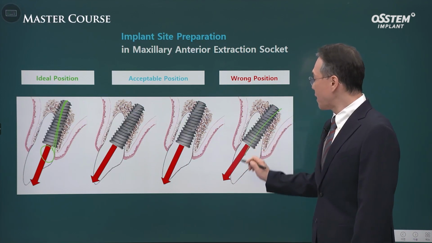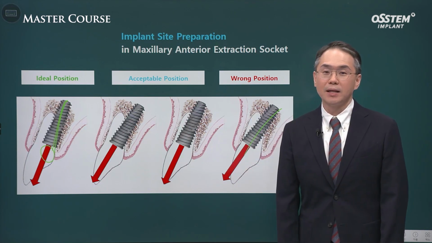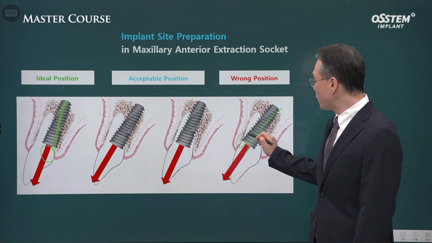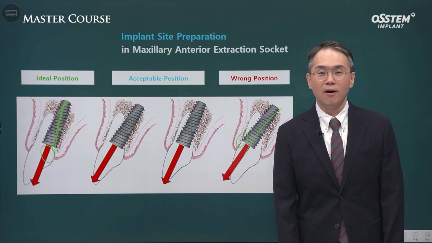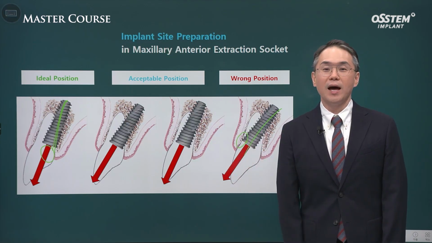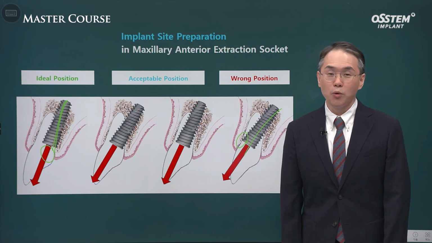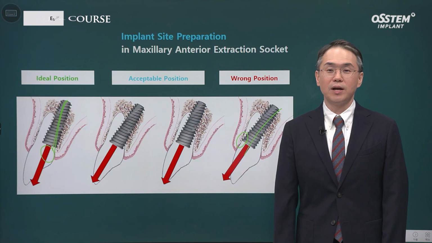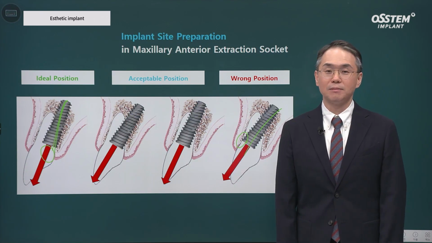If placed like this, it is prosthetically negative and it's unfavorable physiologically as well. The thin labial bone, as it becomes resorbed, the implant thread can be exposed or it can be accompanied with gingival recession. As a result, it will be aesthetically very unfavorable.